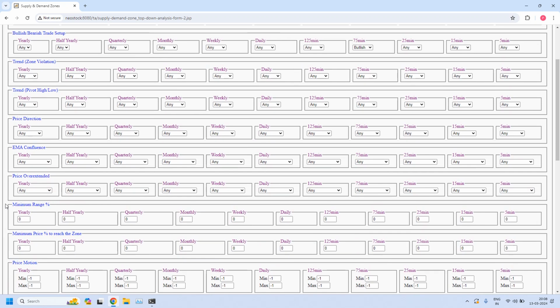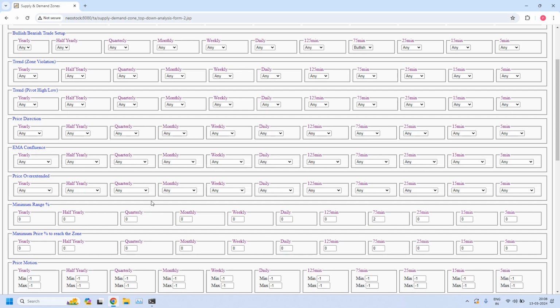The second filter: between the 75 minutes demand zone and the 75 minutes supply zone, the reward should be, minimum range means reward, the reward should be at least 2%. At the 75 minutes time frame we are setting 2% reward should be there.